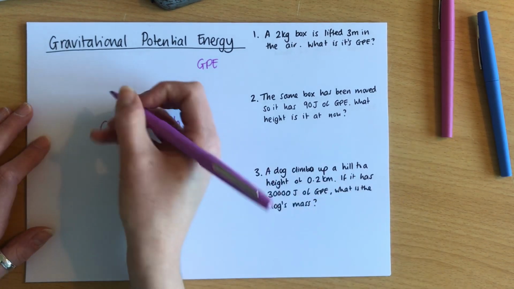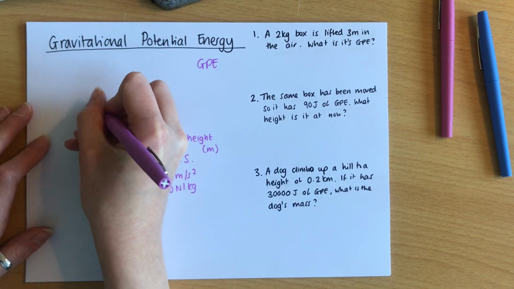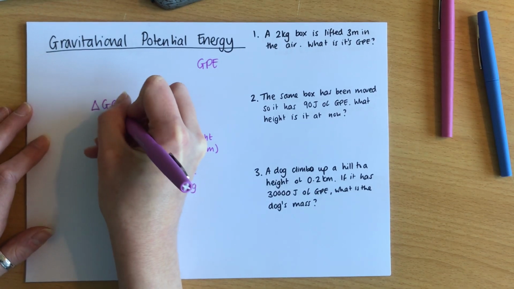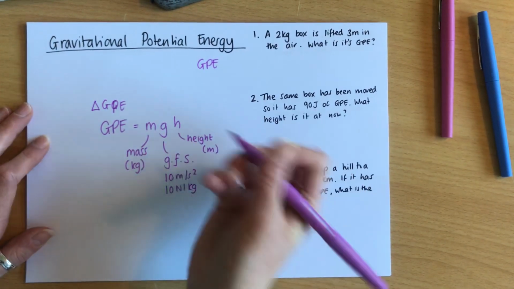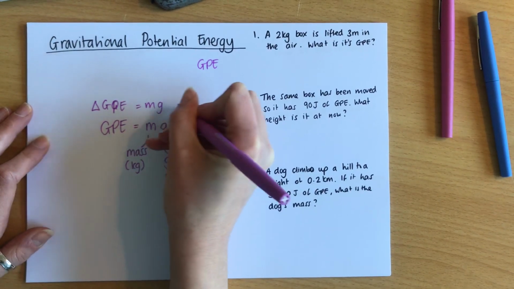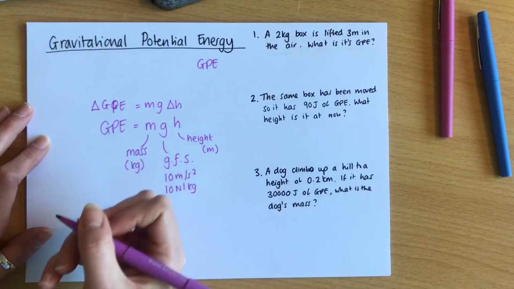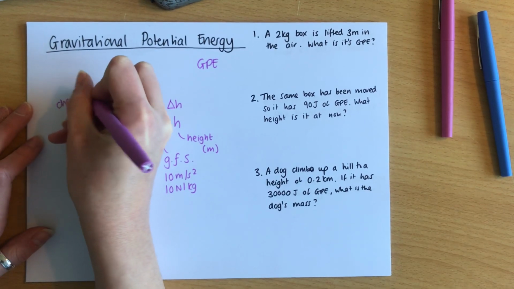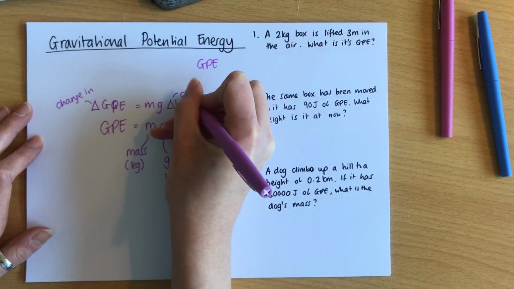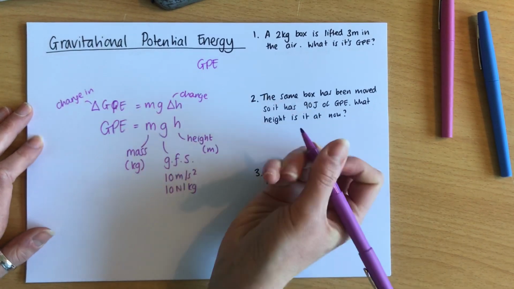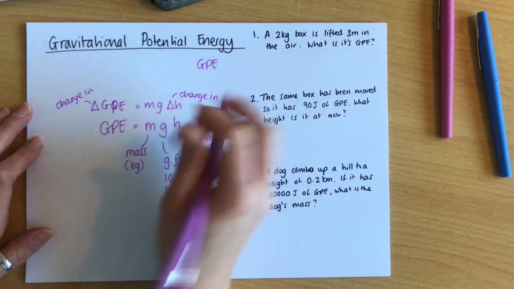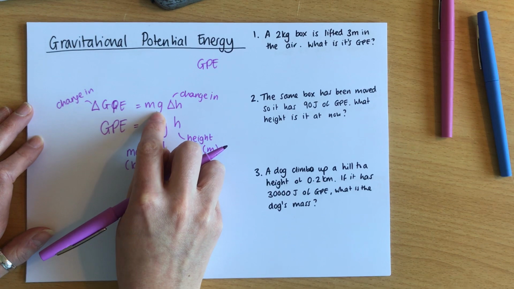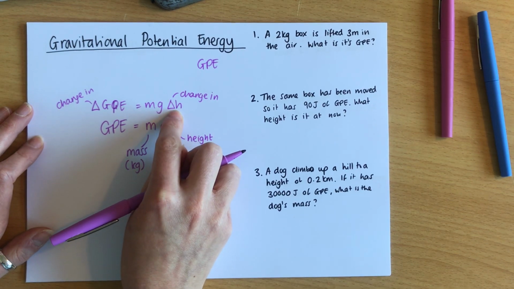Now sometimes you'll actually see this equation written a little bit differently. You'll see it written like this: delta GPE, that's not a P, equals mg delta h. And the delta is a Greek letter, stands for change in. So all this means is that the change in gravitational potential energy is equal to mass times gravitational field strength times the change in height.